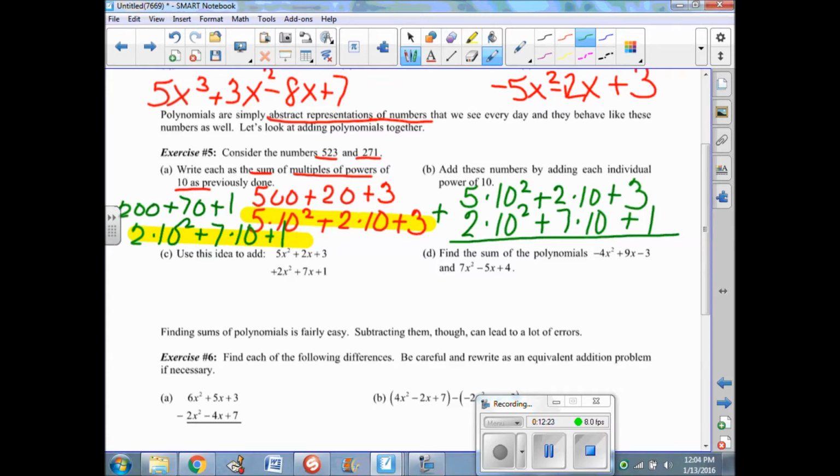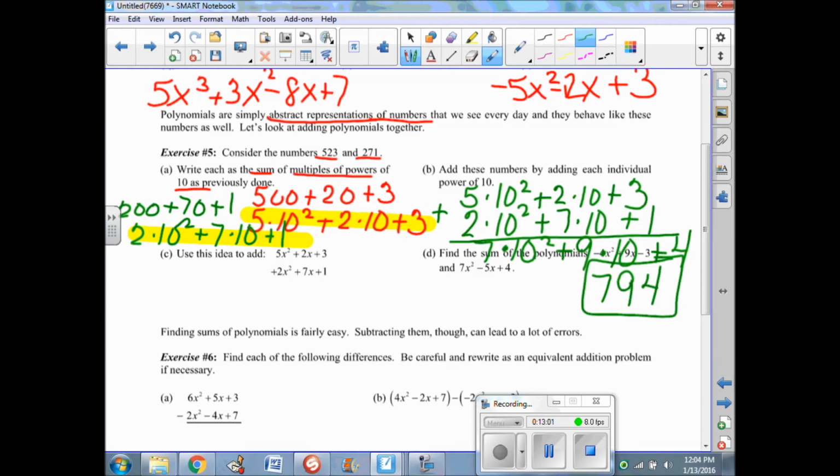So we end up with 7 powers of 10 to the second power, or 7 hundreds, plus 9 10 to the first, right, or 90, plus 4. So how does this translate into a number? We have 794. And you would agree with me that 523 plus 271 is 794.